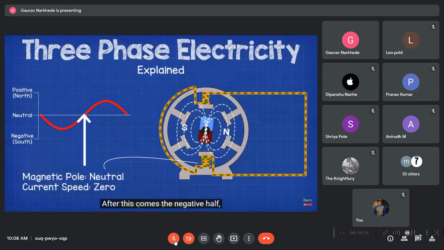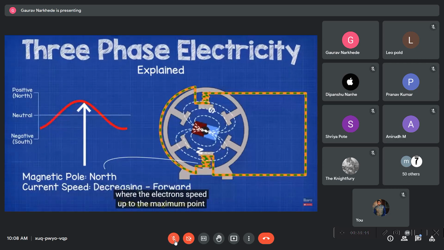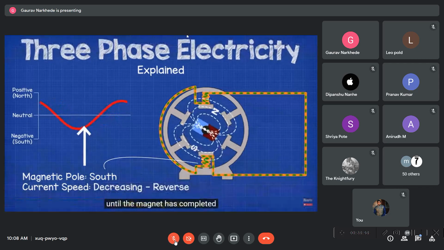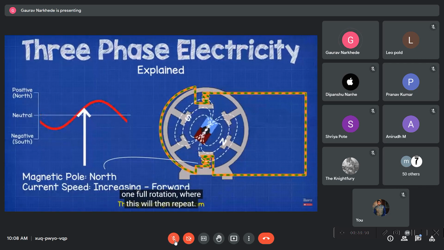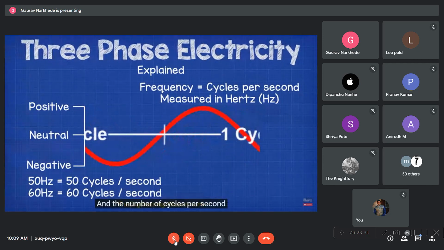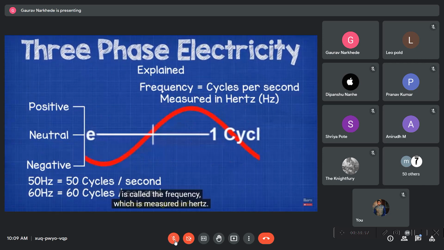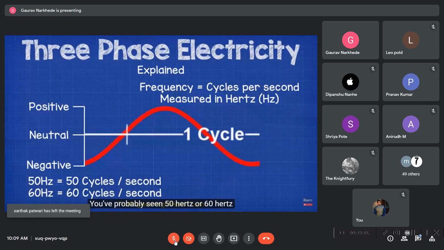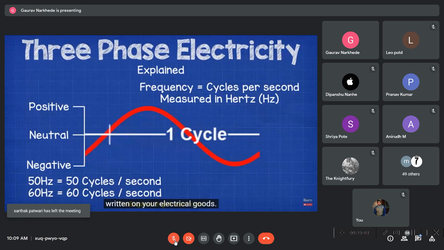After this comes the negative half, where the electrons speed up to the maximum point, and then they begin to slow down again until the magnet has completed one full rotation, where this will then repeat. This complete rotation is known as a cycle, and the number of cycles per second is called the frequency, which is measured in hertz. You've probably seen 50 Hz or 60 Hz written on your electrical goods.